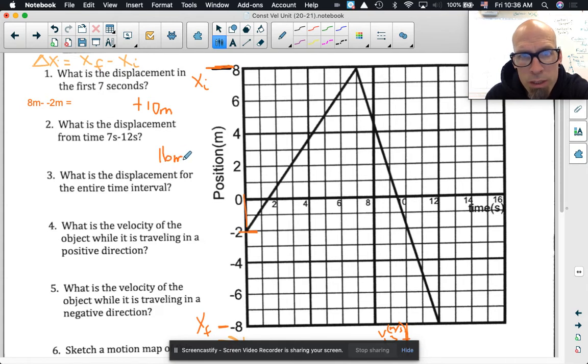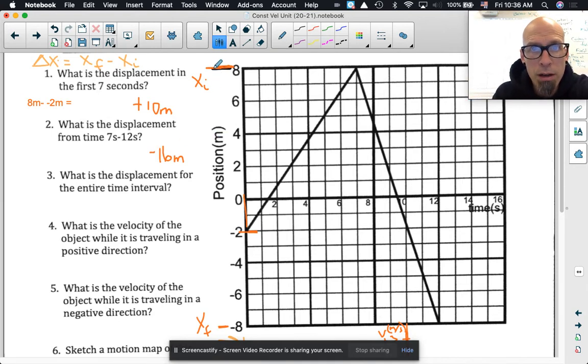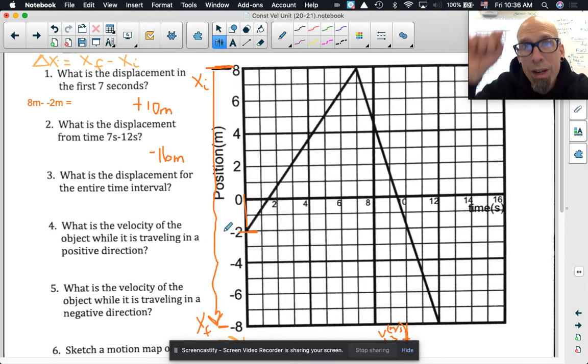Now, what direction was this? That was the negative direction. You went from up here all the way down to the bottom of the graph at negative 8 meters. That's negative 16 meters total displacement.